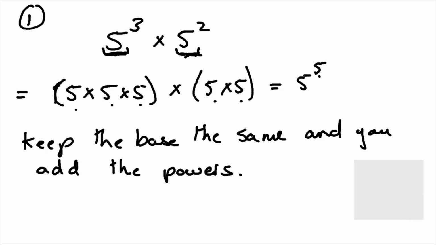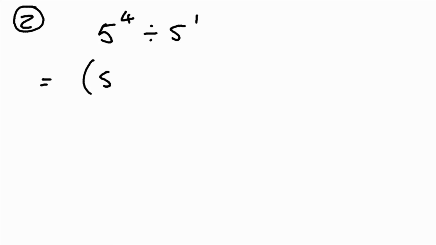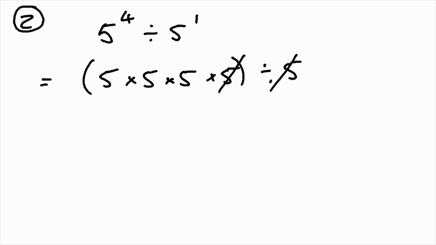Now a similar thing happens when we are dividing numbers with the same base. So 5 to the 4 divided by 5 to the 1. So let's write this out longhand. 5 times 5 times 5 times 5 divided by 5. Now we can cancel these. If you've got a times by 5 and divide by 5, they can cancel out. This is going to give us 5 to the power of 3.